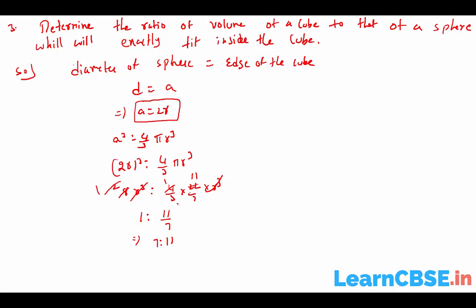Sorry, 7 is to here 321, no? So 7 into 3, 3 is to 7 is to 11 means 21 is to 11.